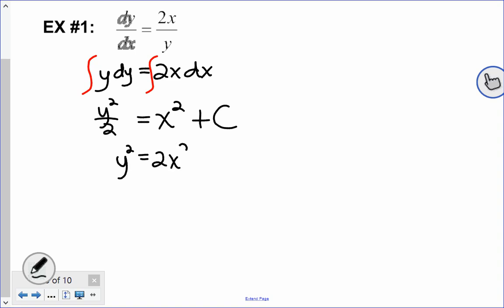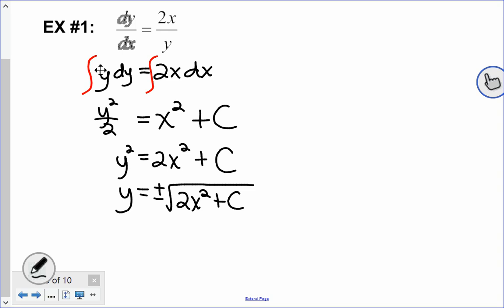And keep in mind that I could multiply the constant by 2, but 2 times a constant is still a constant. Technically, those are different constants, so we could put C1 and C2, but a constant's a constant. We solve for that at whatever point later. So I now have y squared, but I don't want y squared. I want y, which means I square root both sides. So we're going to always remember that means we have plus or minus the square root. So that's the answer for example 1.